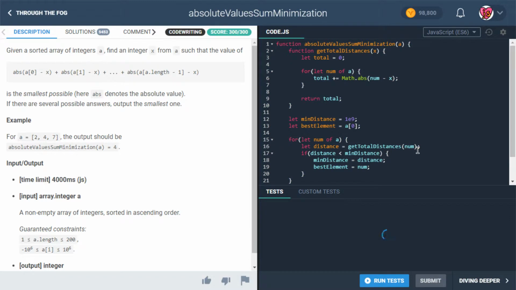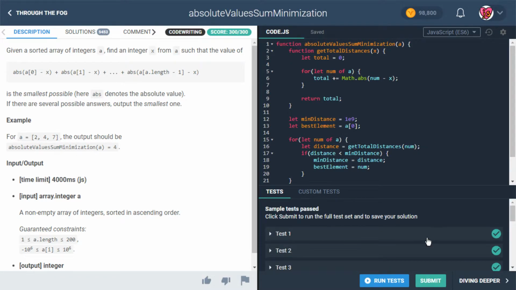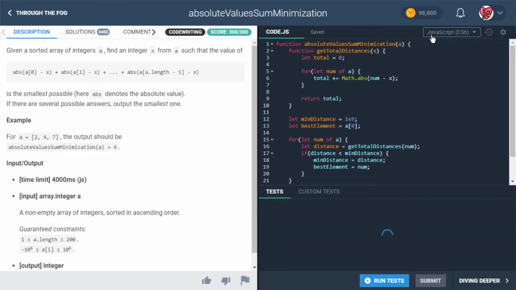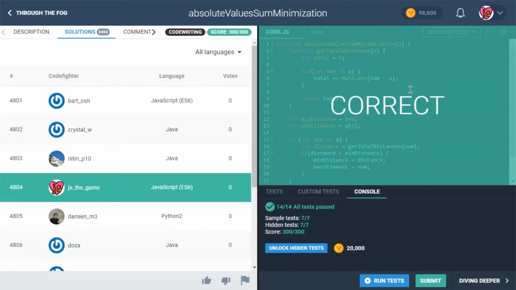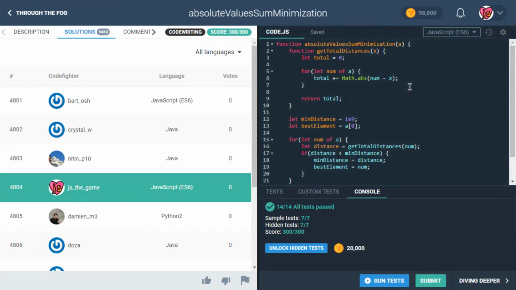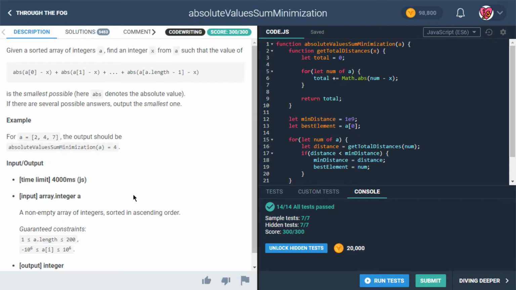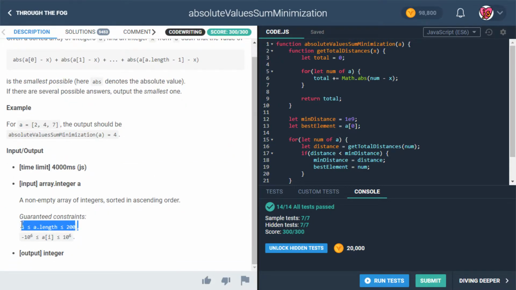So let's give that a run. We'll see if that's working. And yeah, it seems to be working. Okay, so let's try submitting that and see if it passes all the hidden tests. It does. Okay, so we didn't have to worry about it timing out or anything like that. And again, it's because these constraints are a lot more forgiving than these constraints over here. So we're going to flip this around in just a sec.